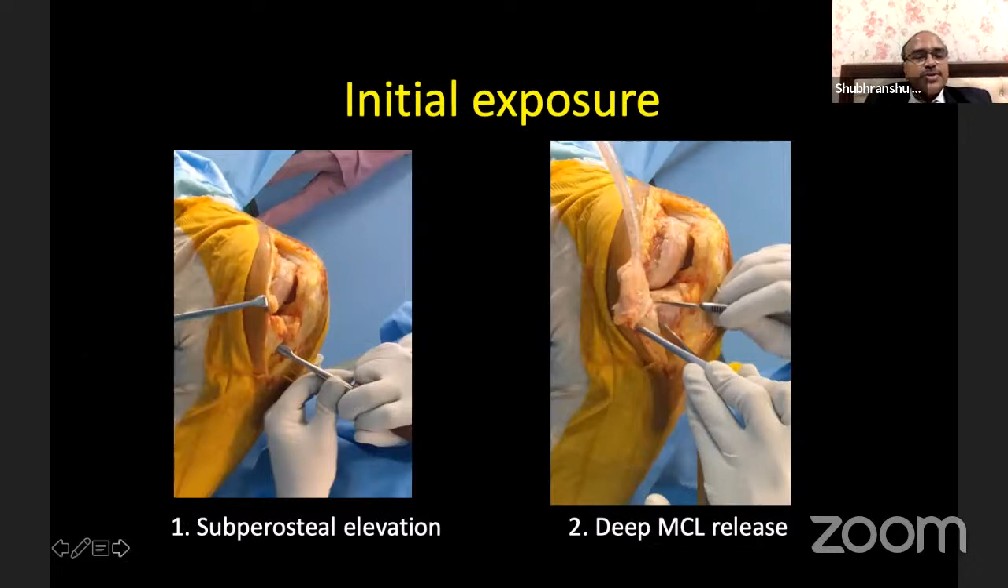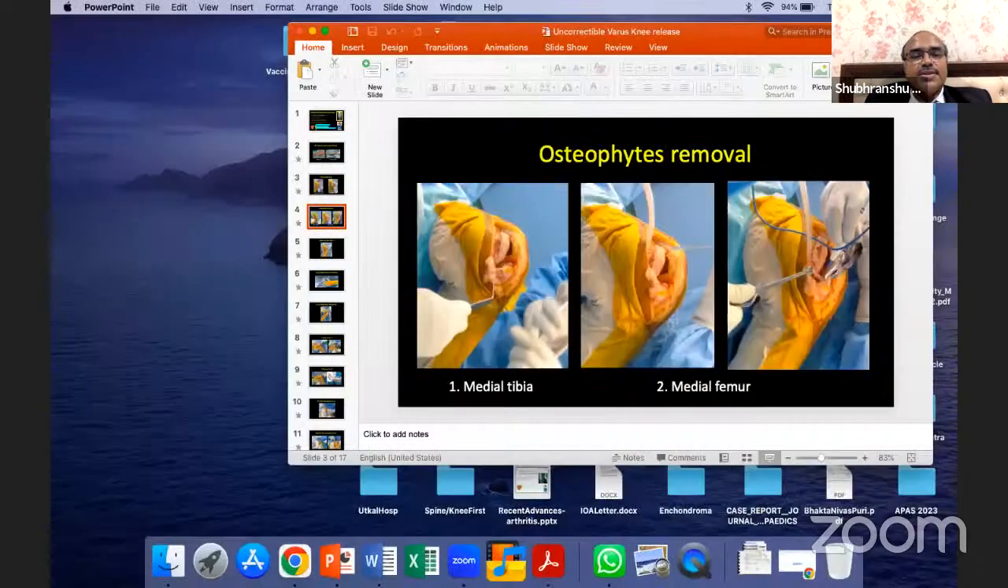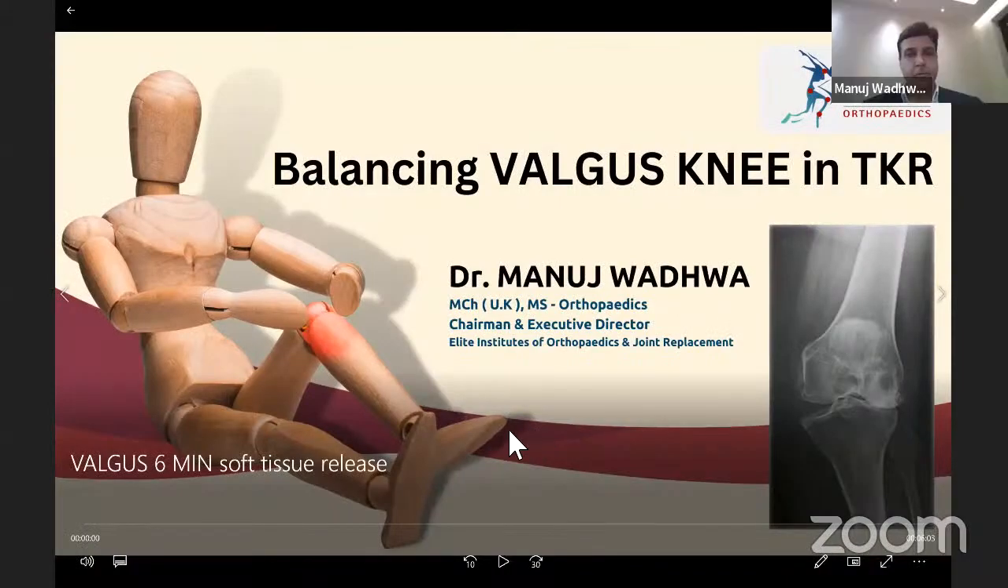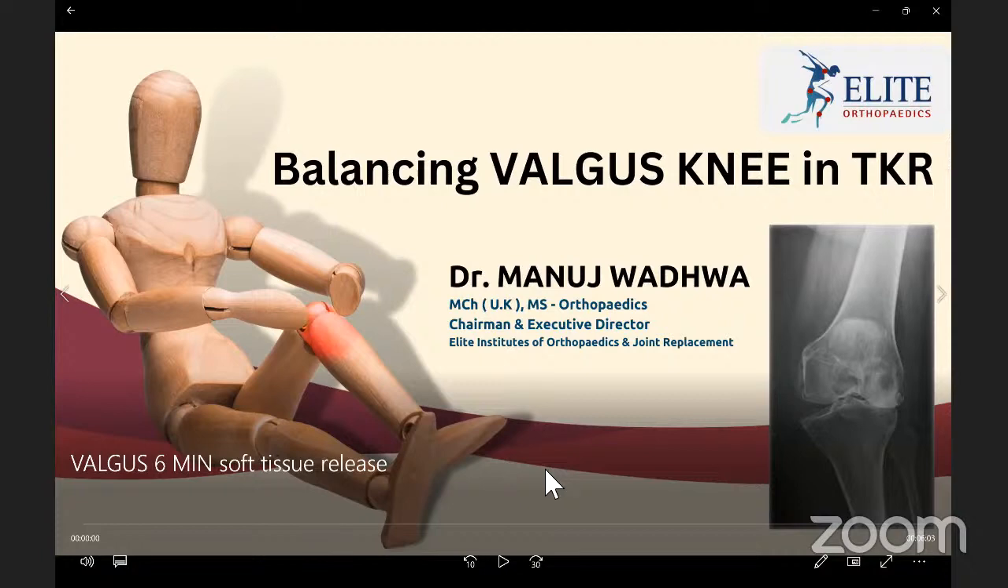My slides are moving very slowly. Can we have the next lecture ready? Then I'll just organize things. I'll stop sharing the screen. So, Manoj, can you provide your lecture? In the meantime, I'll take the other. Shubhranshu, do you want me to share the screen for the valgus first? Yeah, please. Sorry. So, is my screen visible? Sir, you're visible, Manoj. Okay, thank you.